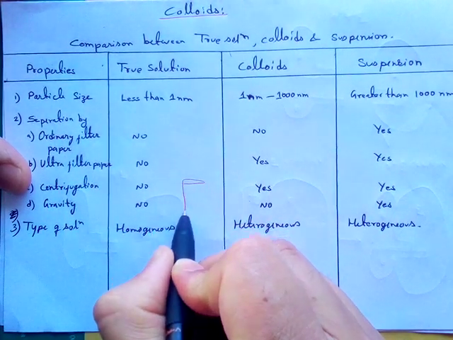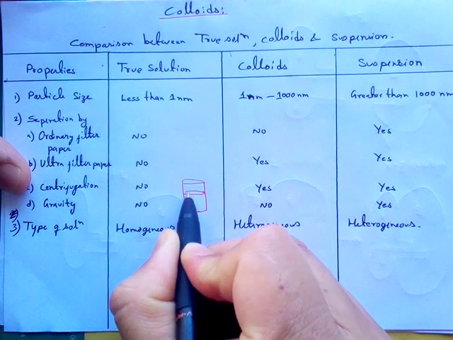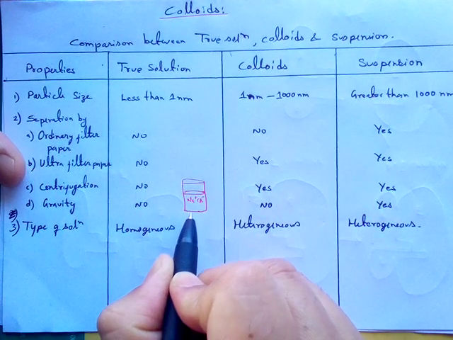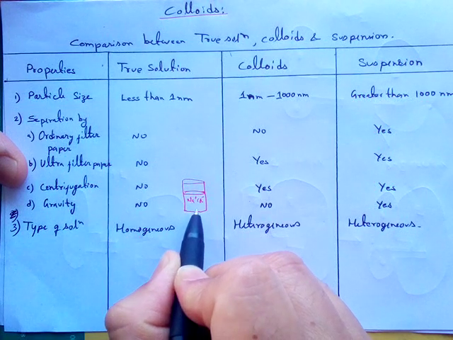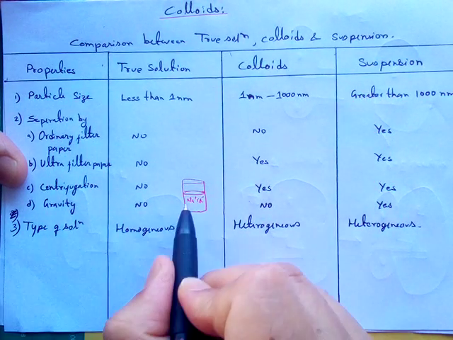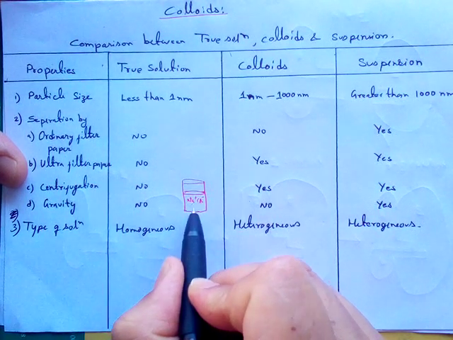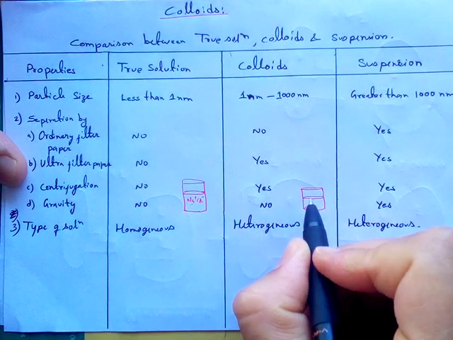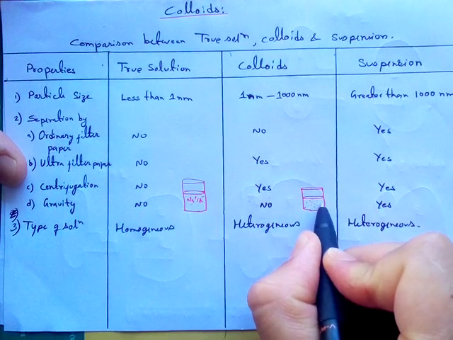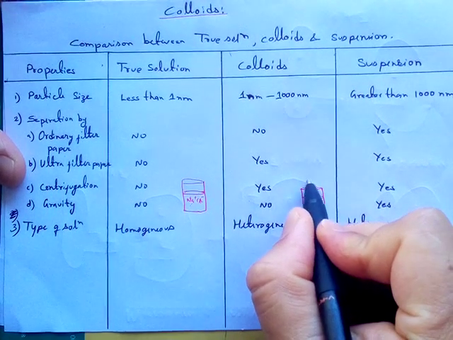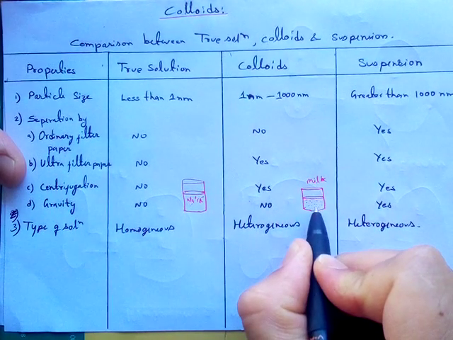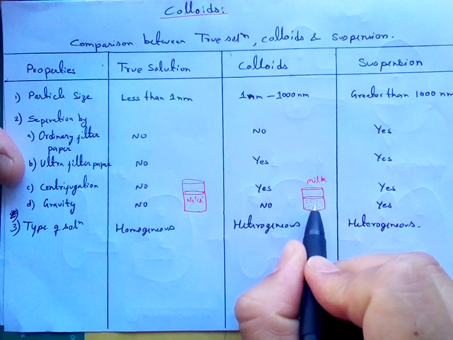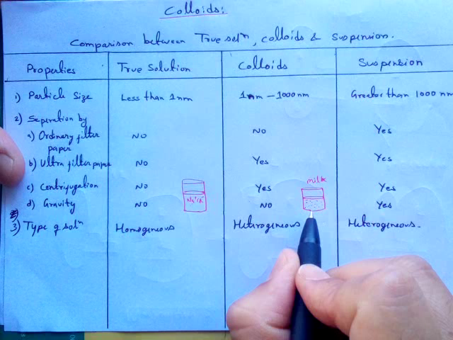For a true solution, you can take the example of NaCl dissolved in water. NaCl ionizes into Na plus and Cl minus. Now you cannot separate NaCl salt from the water with the help of gravity. In the case of colloids, one example is milk, a colloidal solution. In milk, there are protein particles present in water. These protein particles do not settle down under gravity. You can keep the milk in a glass for two or three hours and the particles do not settle. That is the property of colloids.